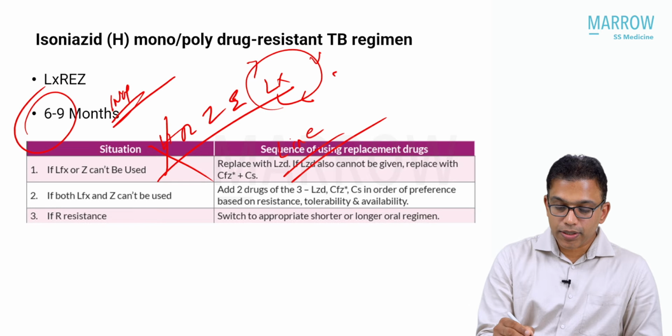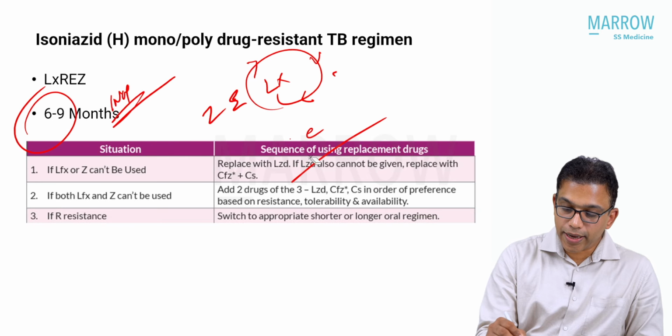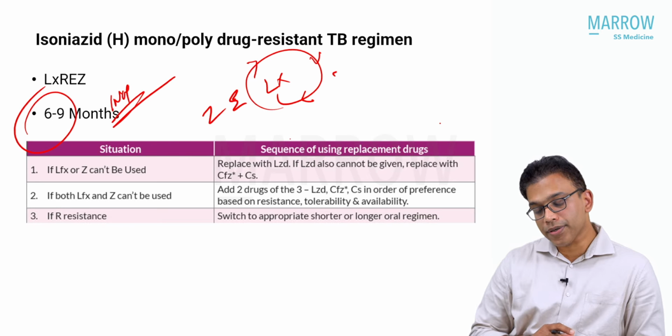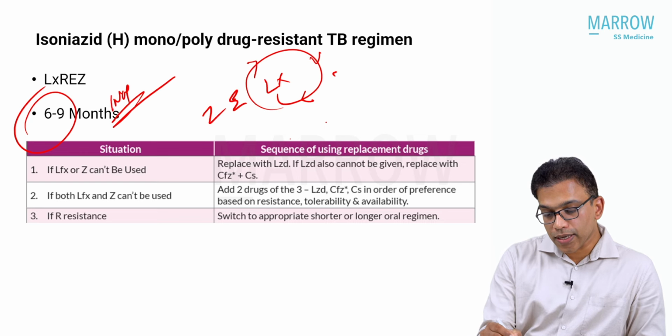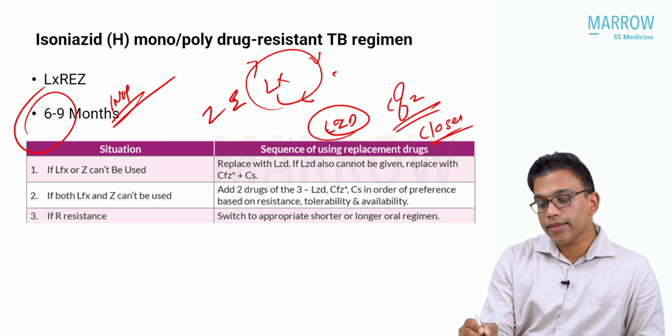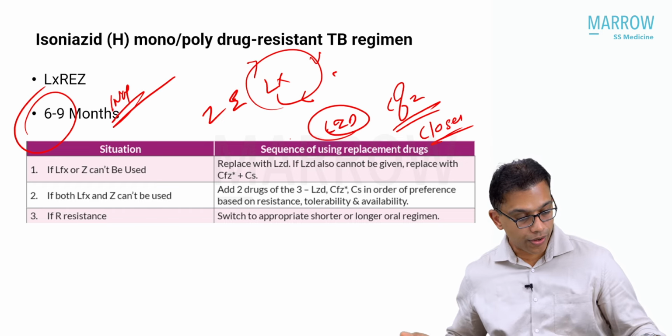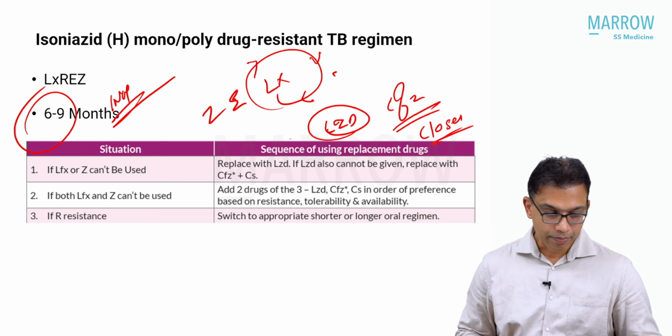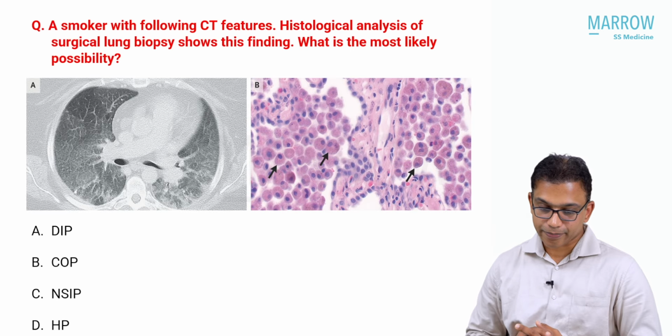So if levofloxacin or pyrazinamide cannot be used, in that case replace it with linezolid. And the order of preference is that first you will take linezolid and then clofazimine, and if that is also not possible, then try cycloserine. That is the order of selection of drugs. Just remember that, that's all.